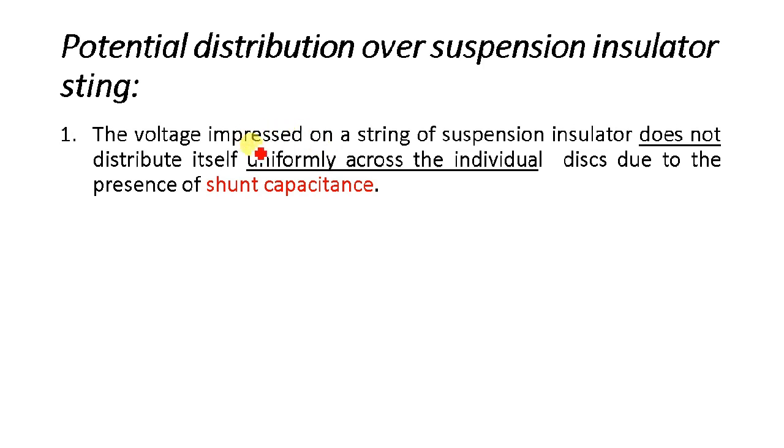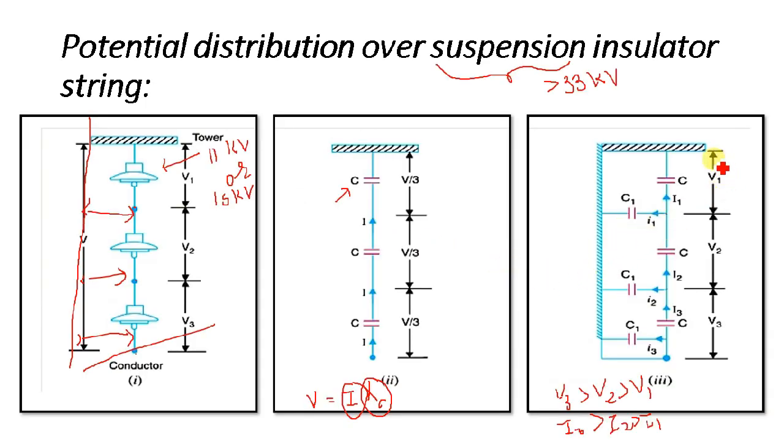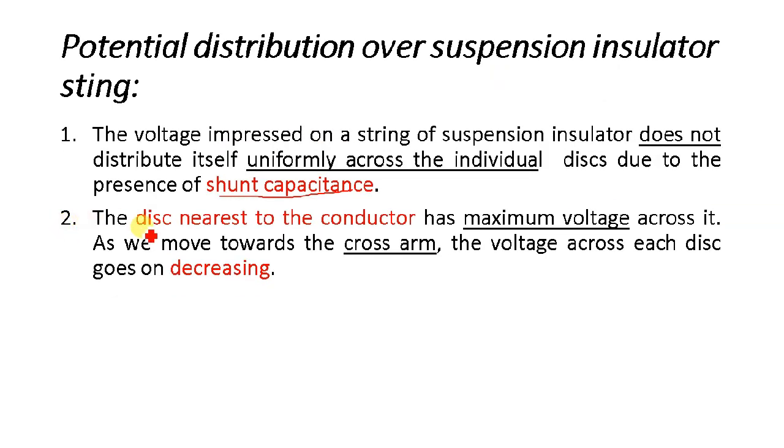The voltage impressed on the string of suspension insulators does not distribute itself uniformly across the individual disks due to the presence of shunt capacitance. So we have seen right here that the voltage across each disk is different in the case of shunt capacitance. The second thing is that the disk nearest to the conductor has the maximum voltage across it. As we move towards the cross arm, the voltage across each disk goes on decreasing. Obviously, so let's say again this is disk 1, disk 2 and disk 3. So voltage across this disk will be maximum and this will be minimum.